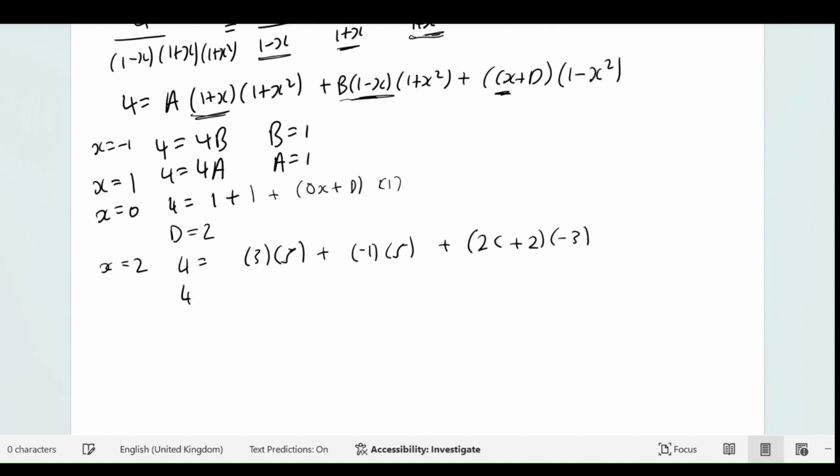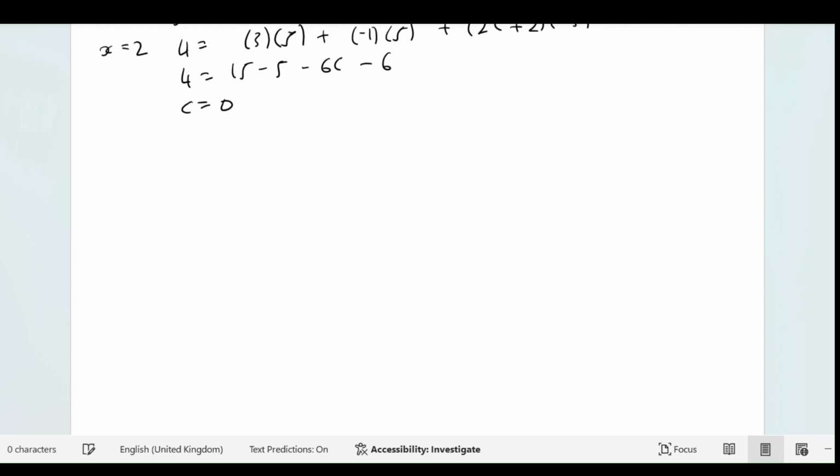So we have 4 is equal to 15 minus 5 minus 6C minus 6. And what this gives us is a very nice answer of C is equal to 0, if you solve that out. So that gives us a very nice answer.